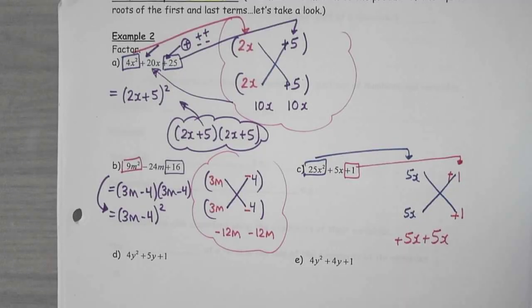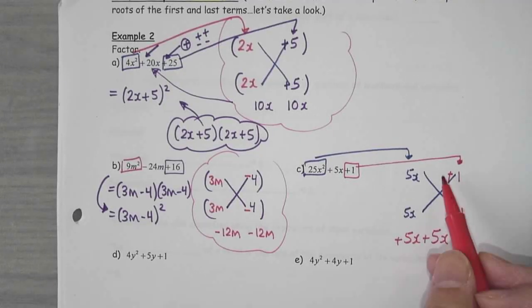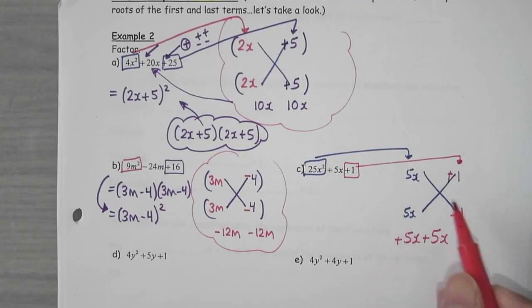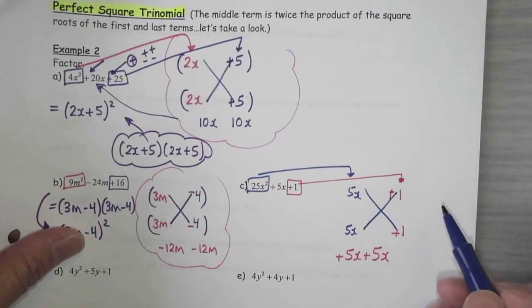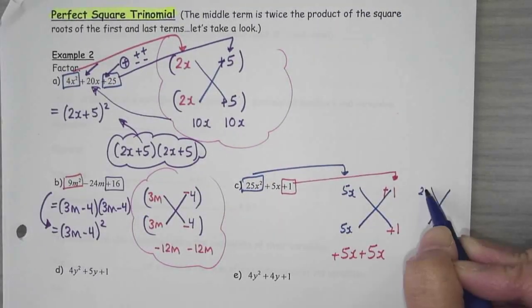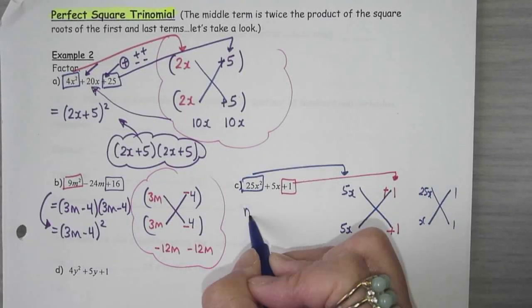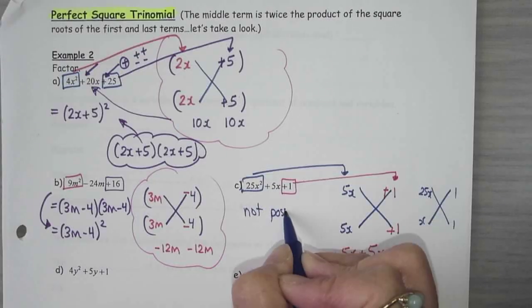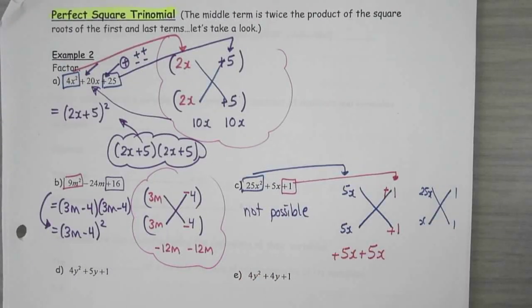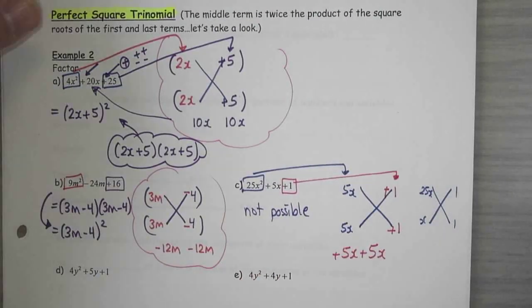No, it does not, so that does not work. Is there any way I can fix this around? Well, I can do 25 and 1. So I can go crisscross with the 25, but that's still not going to get me 5, so this one's not possible. Okay, so you're looking for that double the middle.